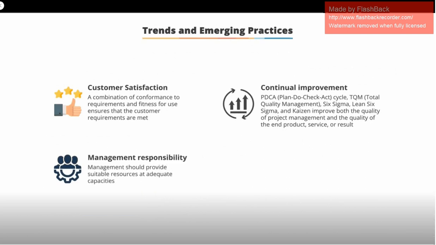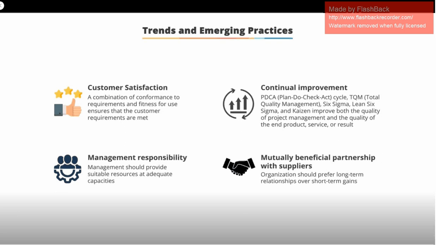Management responsibility. Management should provide suitable resources at adequate capacities. Mutually beneficial partnerships with suppliers. Organizations should prefer long-term relationships over short-term gains.